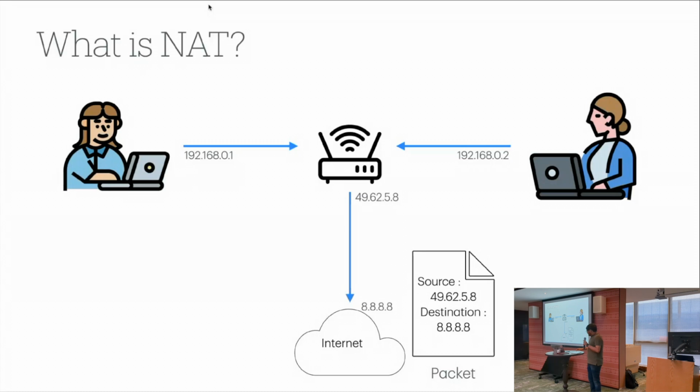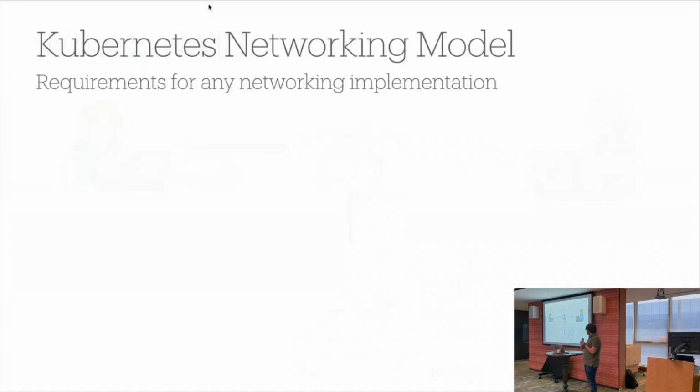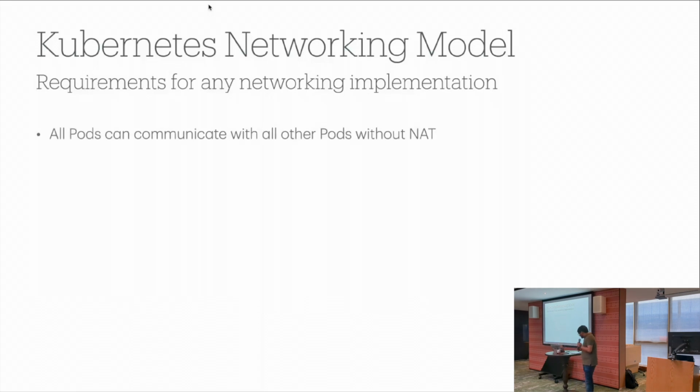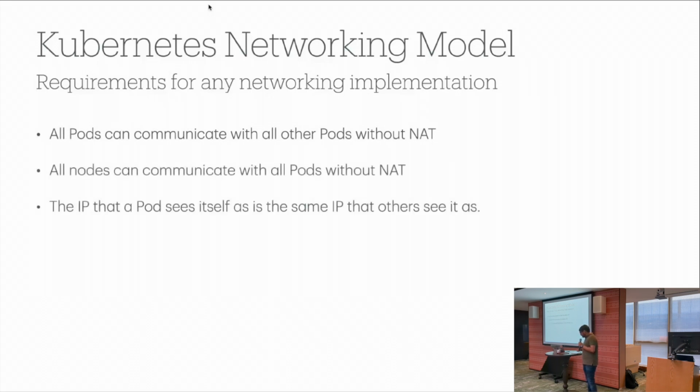Cool. With NAT out of the way, let us discuss the Kubernetes networking model. Kubernetes has an opinionated approach to how we can set up a network in Kubernetes. There are three fundamental rules. The first one is that all pods can communicate with all other pods without NAT, right? The second one is all nodes can communicate with all pods without NAT. And the third one is the IP that a pod sees itself as is the same IP that others see it as, right?